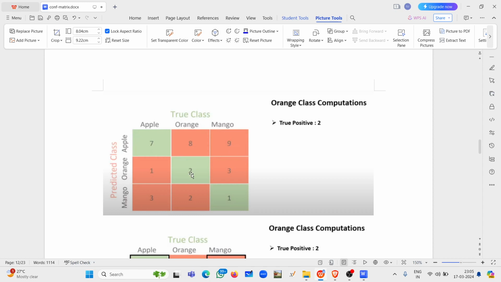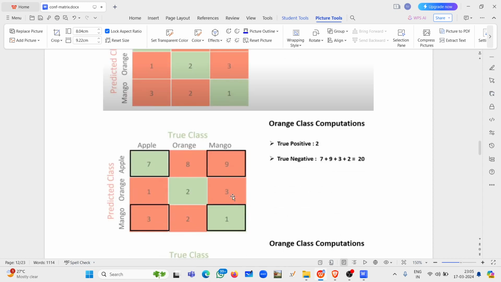Then what are we going to do? We leave this row and this column. What will be there? 7, 9, 3 and 1. So that will be 7, 9, 3 and 1. So this is called the true negative. We add it, it is coming 20.